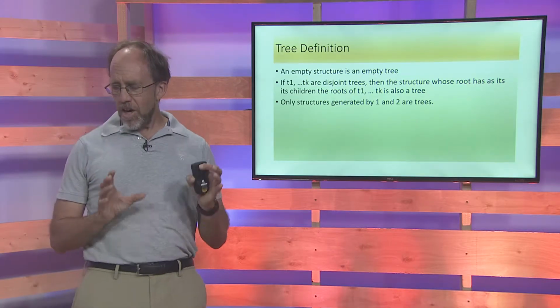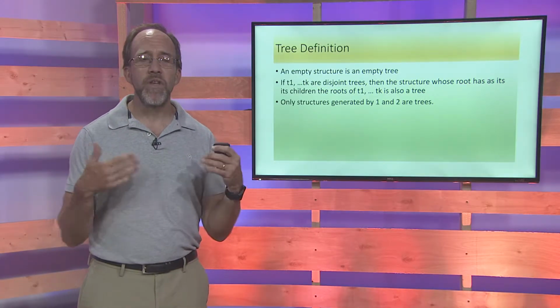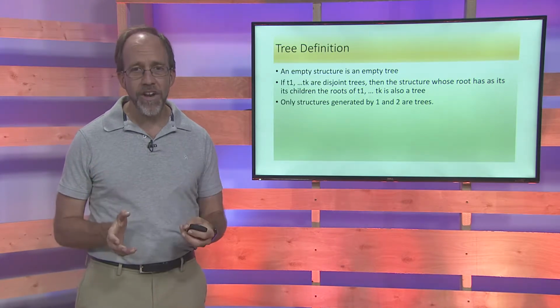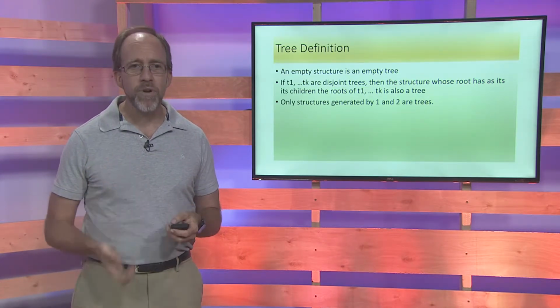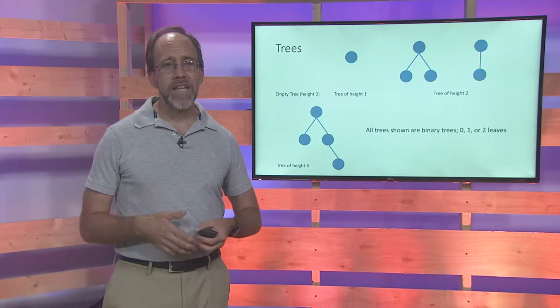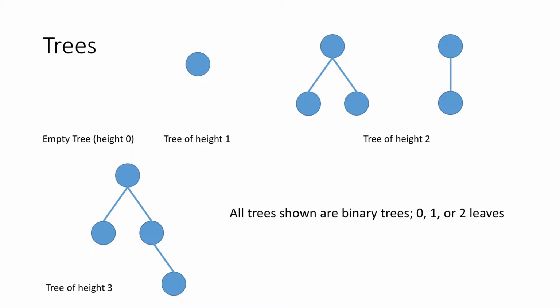Now, don't get caught up in this concept of the roots and the children and the branches. It's not that hard. If you look at something, it's pretty obvious whether it's a tree or not. So we do know that the empty structure is still a tree, or a node all by itself is a tree, because if I trim off all its children, it's still a tree. It's either going to be a single node or no node, which are both trees.